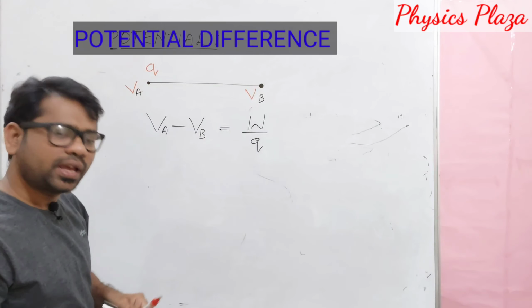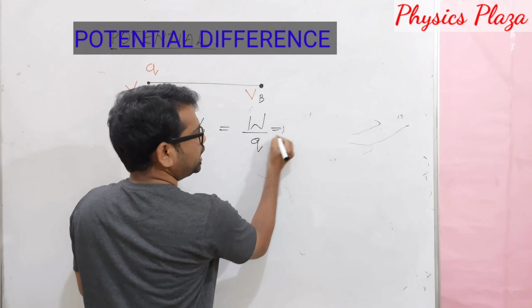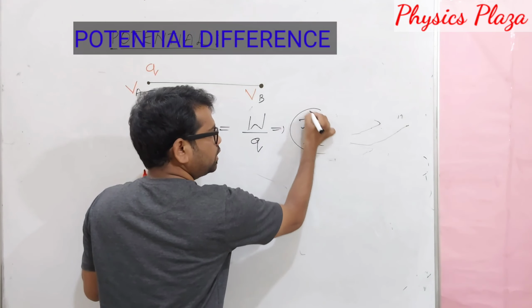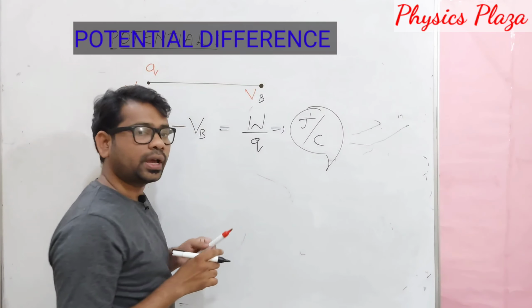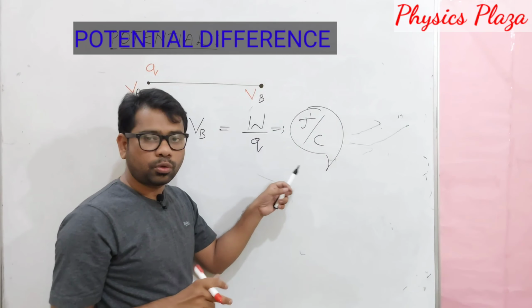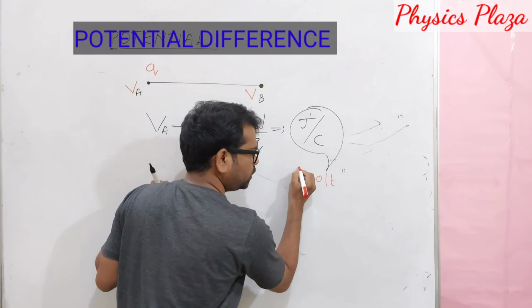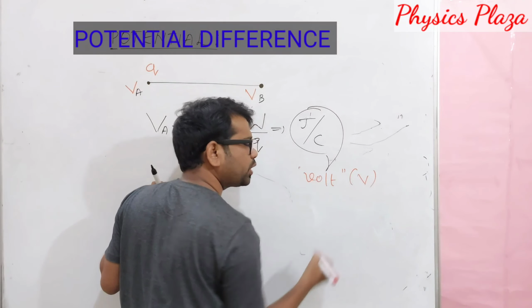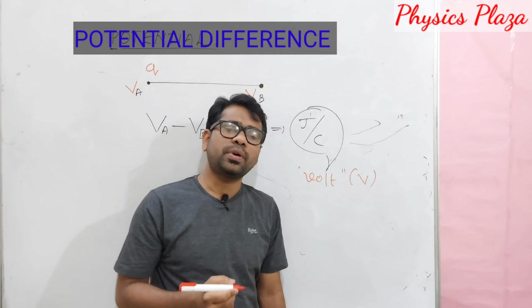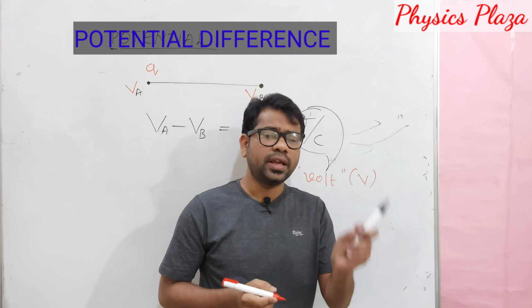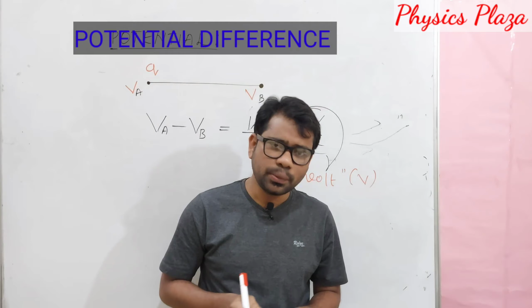Then what are the units? As usual, dear children, work is measured in joules and charge is measured in coulombs. So potential difference also has the same units, joule per coulomb, and this we also call a volt, that is a capital V. Potential difference is also measured using a device called a voltmeter, and it is always connected in parallel only.